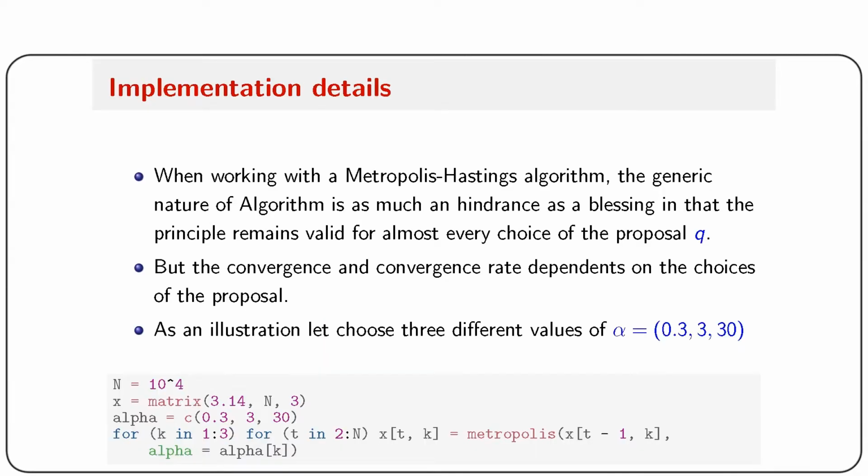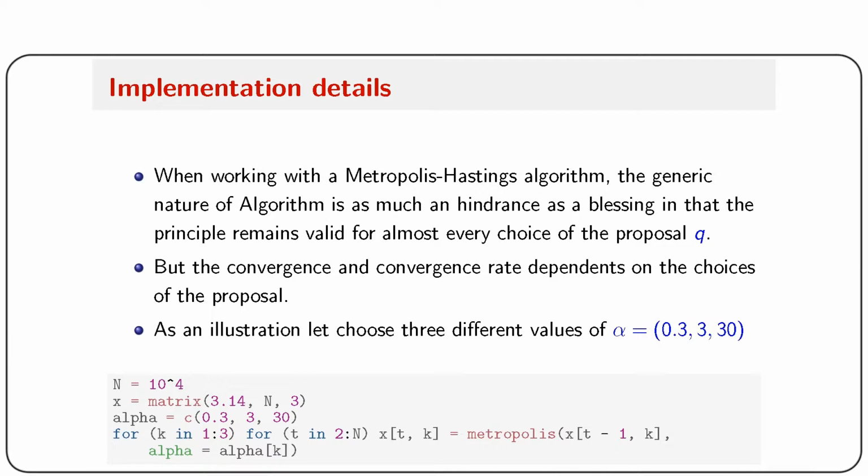When working with a Metropolis-Hastings algorithm, the generic nature of the algorithm is as much a hindrance as a blessing, in that the principle remains valid for almost every choice of proposal Q, but the convergence and convergence rate depend on the choice of the proposal. The closer proposal will give you quicker convergence.